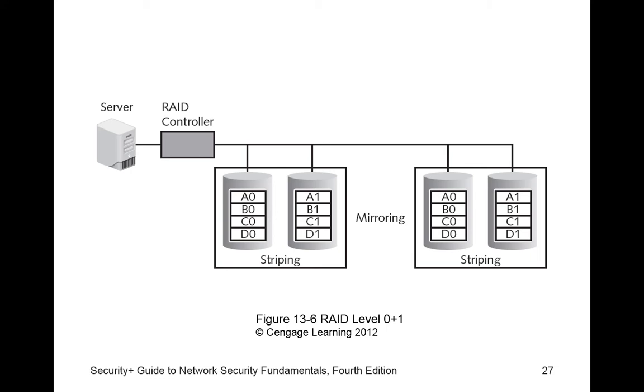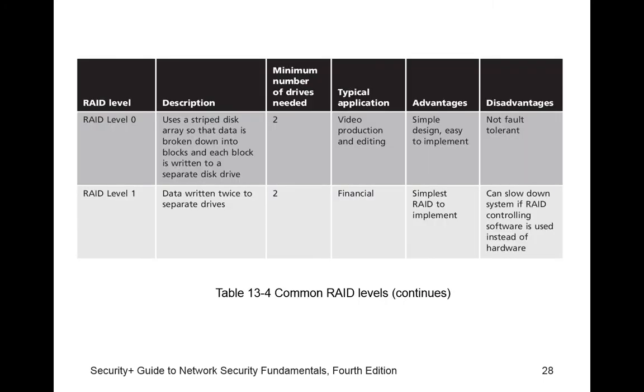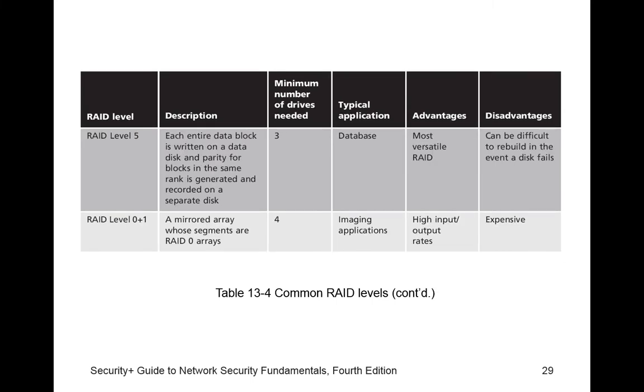Now what you do is the stripe mirror. This is your 0, 1, or commonly known as RAID 10. You have your zeros and your ones. Those are your stripes. And then you mirror it to 2 other drives to be identical. Alright. RAID 0, RAID 1, you need 2 drives. RAID 5, you need 3. And RAID 10, which is 0, 1, you need a minimum of 4. Alright.